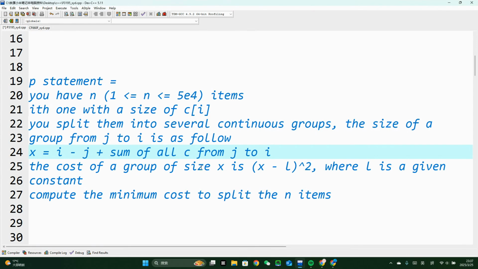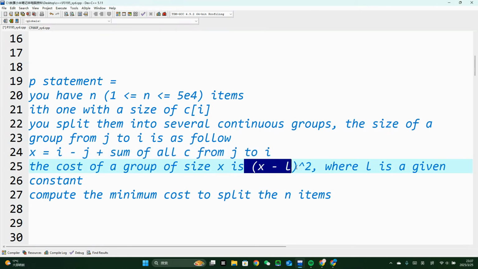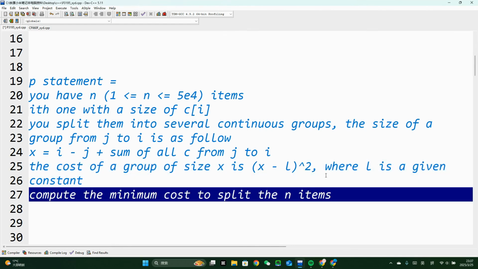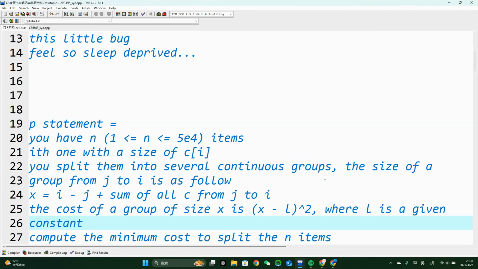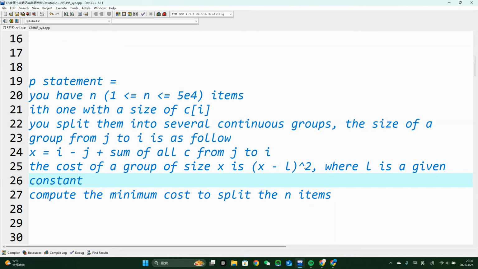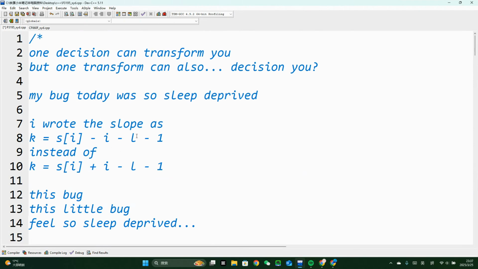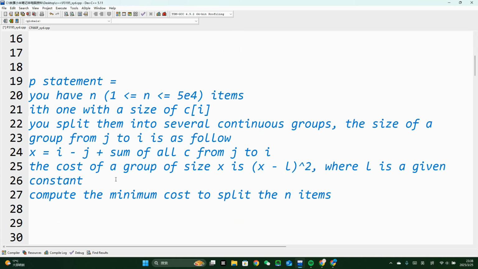The cost of a group with size x is not just x, but it's (x minus L) squared, where L is a given constant. Now you want to compute the minimum cost to split the n items. So you can pause the video and think about it yourself. I think my sleep-deprived little bug here might have already reminded you of something if you have learned this trick before. Okay, I don't expect you to be able to do this if you have not learned this classic trick called convex hull optimization. But this is, however, the template problem for this trick.